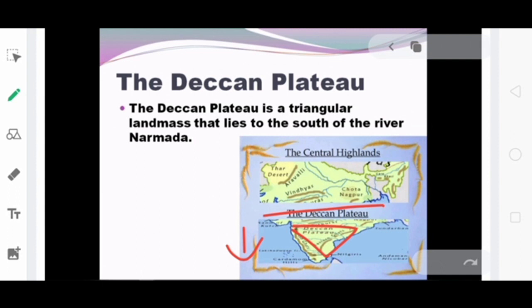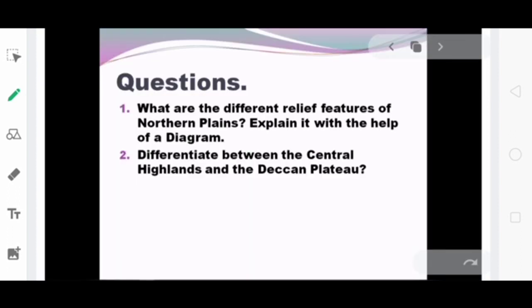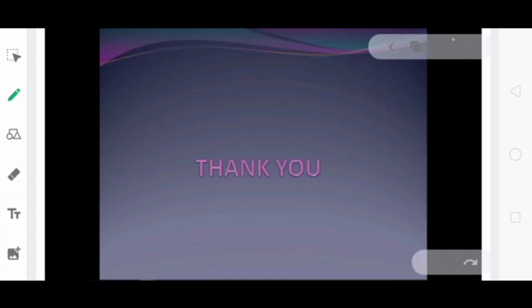So I hope you understood the Central Highlands and the Deccan Plateau, which are the divisions of the Peninsular Plateau. Now we have some questions to be done. What are the different relief features of the Northern Plains? Explain with the help of a diagram. The second question is to differentiate between the Central Highlands and the Deccan Plateau.